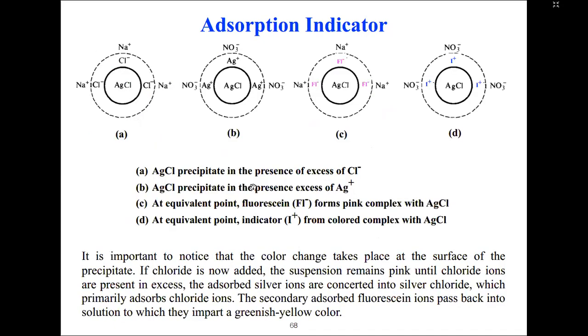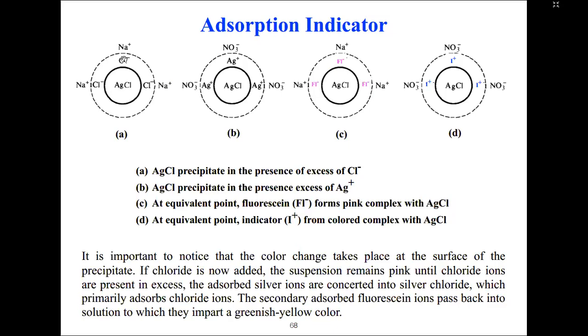So here you can see it, okay? Let's focus on A first, the diagram A. So in A, you have AgCl precipitate. And AgCl is the precipitate in all these cases, okay? All of them. Now focus on A. So AgCl is the main core of the PPT. If in the conical flask you have more of the chloride ion, then chloride will form the primary layer. So this chloride is forming the primary layer. Okay? So AgCl precipitate in excess of Cl minus.